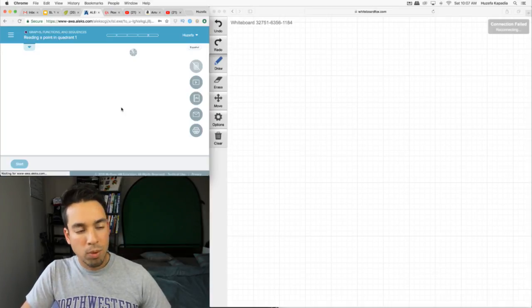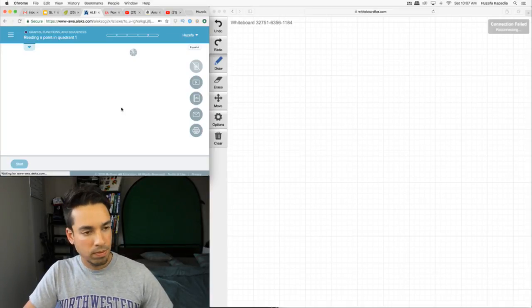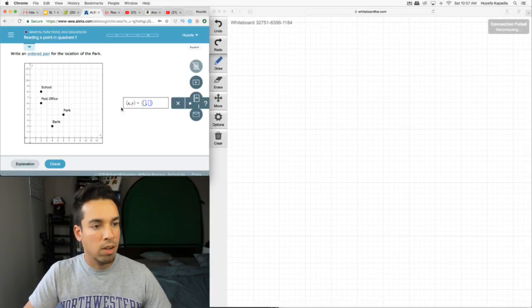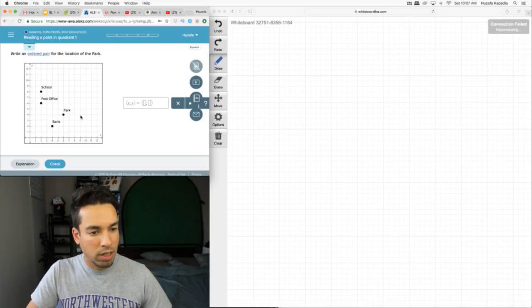Okay, reading a point in quadrant 1. Let's see what we got. Write an ordered pair for the location of the park. So what we're trying to do is, here's the park, right? And we need to decipher what this XY coordinate is. Remember, to figure that out, for the X value, how far out is it on the X axis? It's lined up with the 6 value. Therefore, this X coordinate for the park is 6. Well, what about the Y? The Y is lined up with the 4 on the Y axis. Therefore, the coordinate is 6, 4.